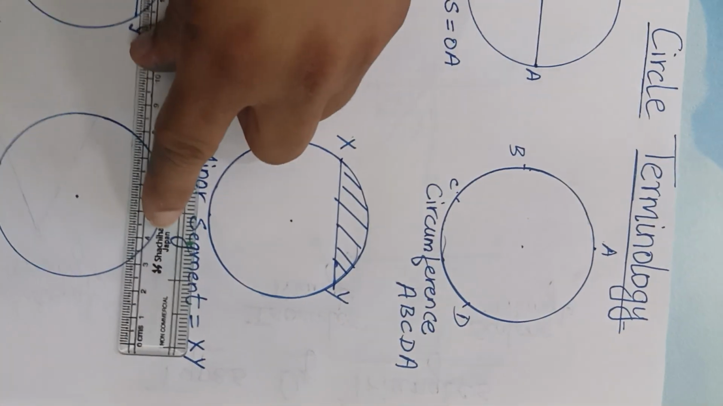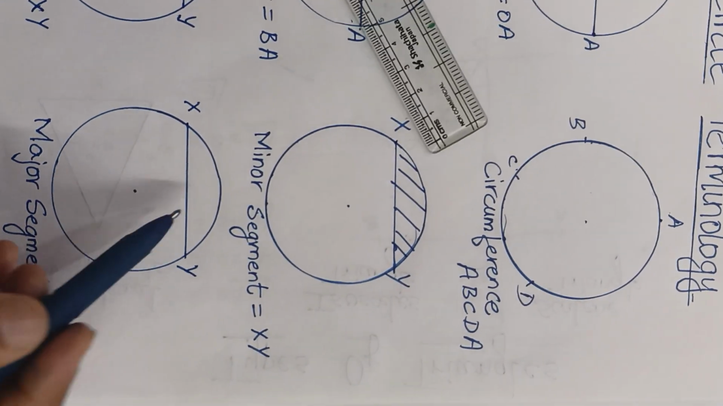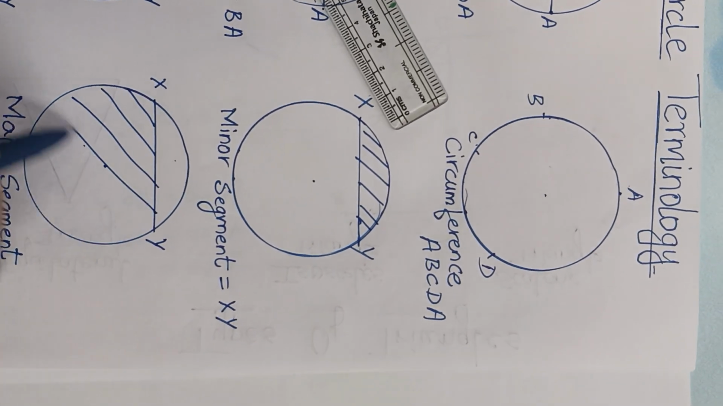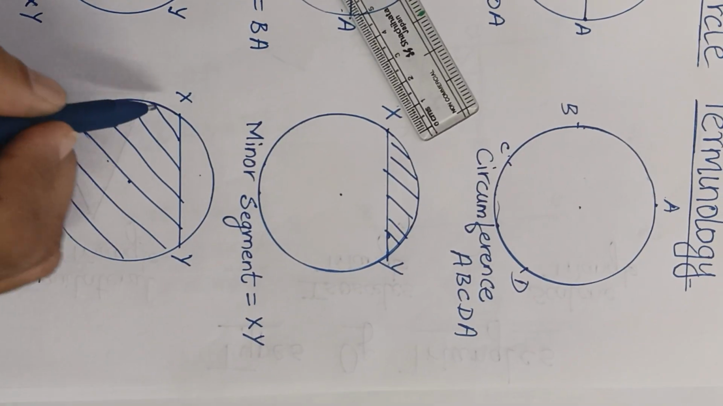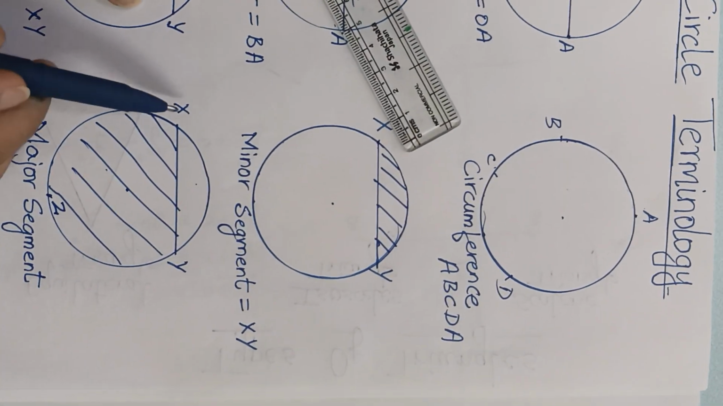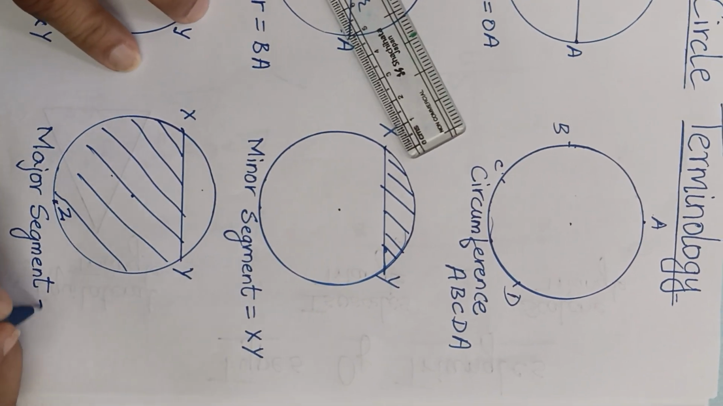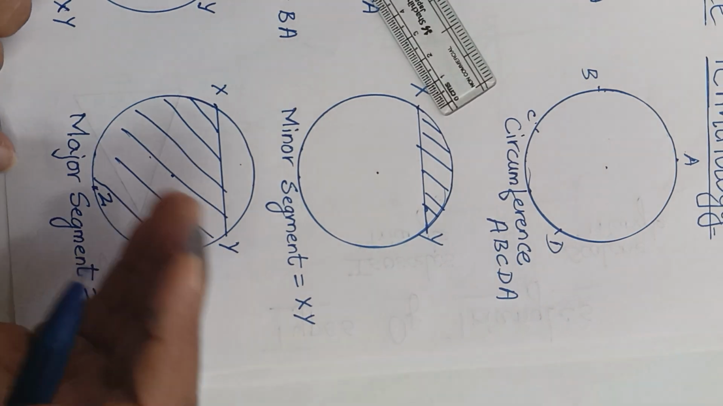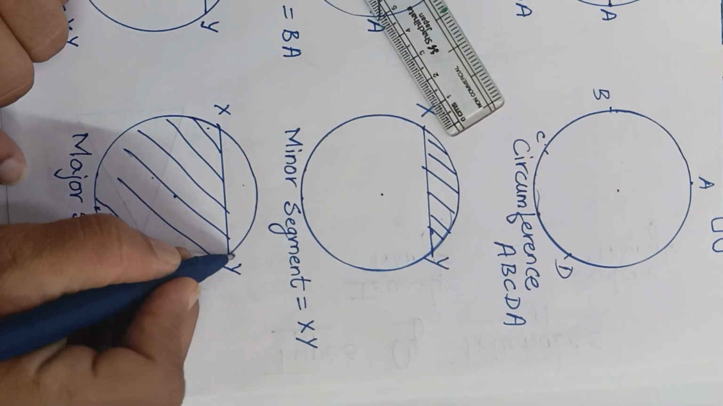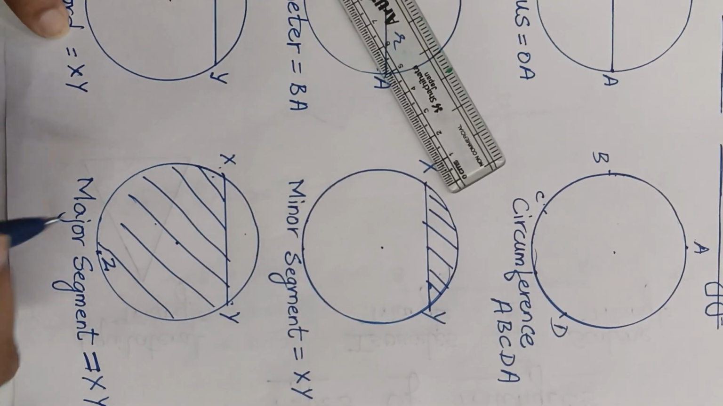I'll take the same chord once again in another circle, XY, and this is again dividing the circle into 2 parts. Here there is a larger area that it is covering. I'll name this point as Z. The part X, Z, Y is the major segment because it is covering the larger area. X, Y, Z, or X, Z, Y, is covering a major area and it is called the major segment of a circle.